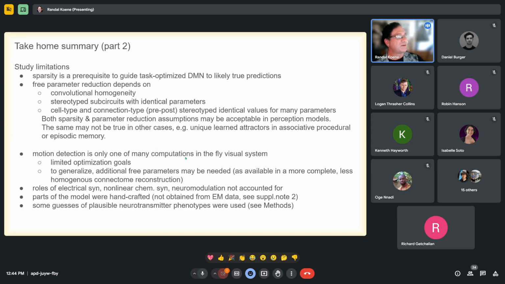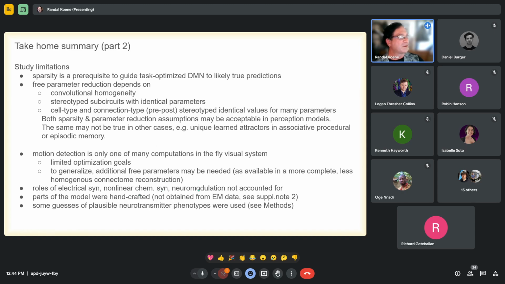Now, even in this system, the task that they used was only one task. So motion detection here, which is only one of many computations in the visual fly system, was imposed upon the model that they built. So these are limited optimization goals that they have. If you want to generalize that to more goals, you may need more parameters. And those are the sorts of things that you would find in a more complete and less homogeneous connectome.